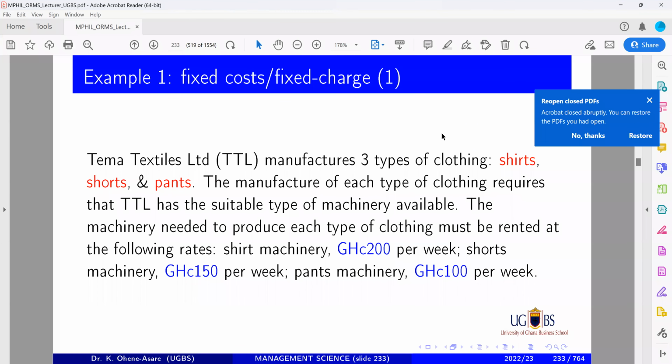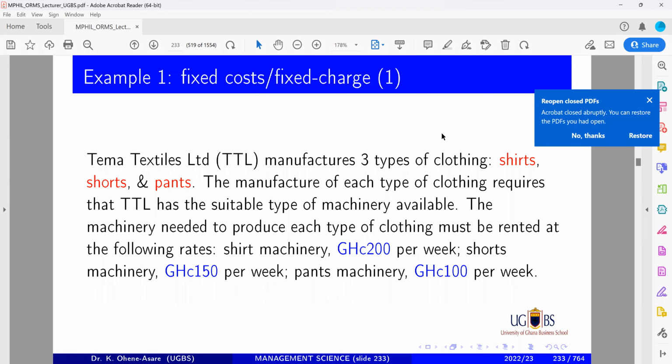Textiles Limited manufactures 3 types of clothing. Please pay attention here. Whatever you are doing, stop. Stop for once and pay attention to what I'm about to share with you, because this is critical. Slight obstruction, slight disturbance or interruption will not make you focus. Textiles Limited produces shirt, pants, and shorts.